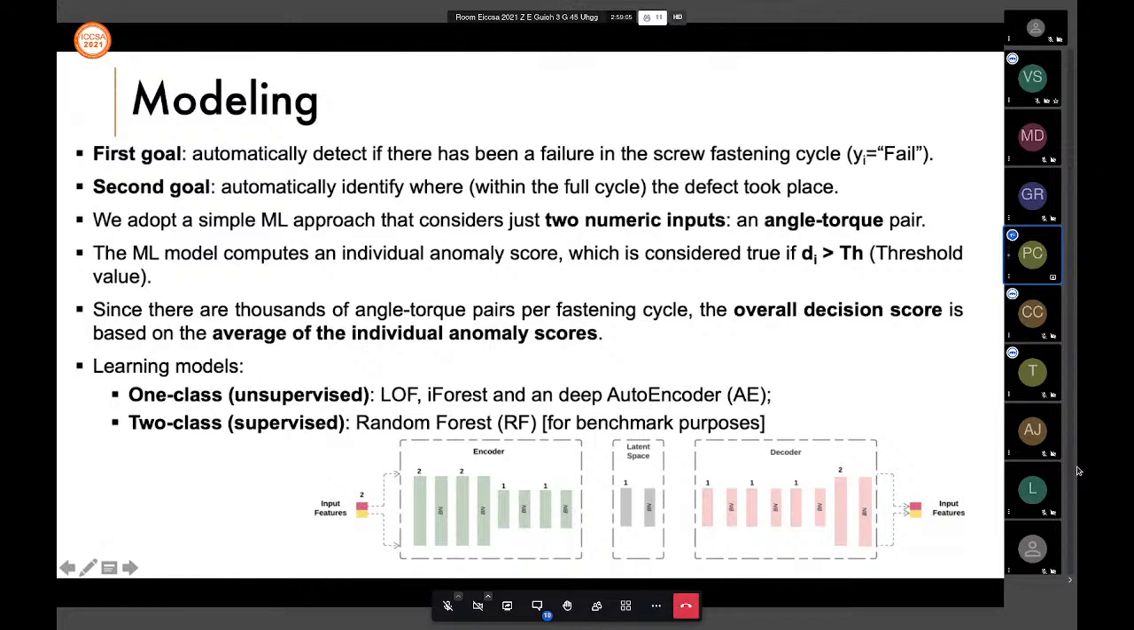Our approach is very simple. We only use two numeric inputs, the angle and the torque. This means that the models are faster to train and they provided very good results.